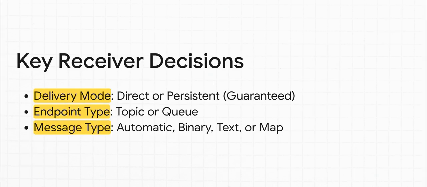And just like before, you've got a few key decisions to make. First, delivery mode. How important is this message? Does it absolutely have to get there, making it persistent? Or is a fire and forget direct message okay? Next, the endpoint type. Where is it going? To a general topic for anyone to listen to, or a specific queue for one worker? And finally, the message type. What format is the data in? Is it text, binary, a map, or should the adapter just figure it out automatically?